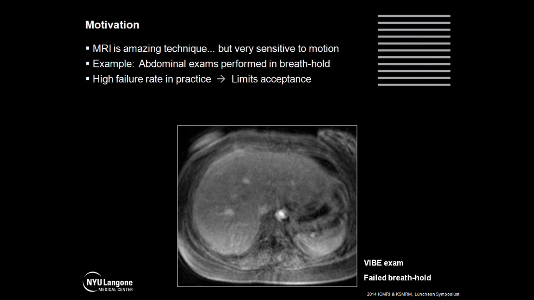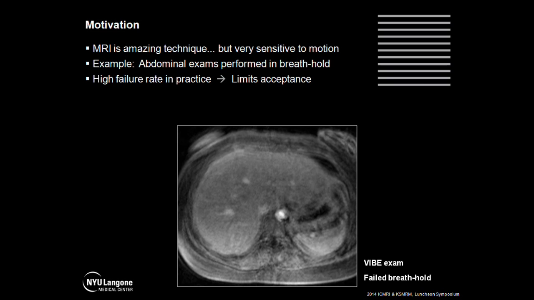Most people will agree that MRI is an amazing imaging technology and that there has been tremendous progress over the last years. However, a remaining problem is that MRI is still quite sensitive to patient motion. So for example, abdominal scans have to be performed during a breath hold, and a problem is that many patients are not able to perform this breath hold. And in this case, we get strong motion artifacts or ghosting artifacts, as you can see in this example here.